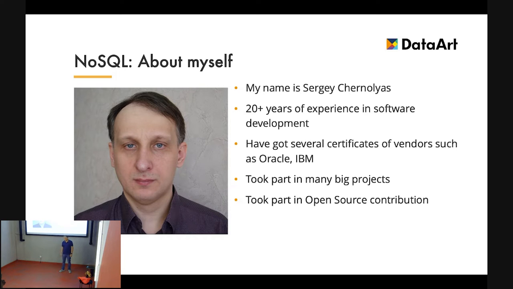Also, I have very interesting experience in open source contributions. I took part in such projects as Apache Ignite. Apache Ignite is an in-memory data grid, a very interesting tool for fast in-memory processing. Also Hibernate OGM, which is Object Grid Mapping, a NoSQL extension for the widely used Hibernate ORM, Object Relational Mapping. And other small products.